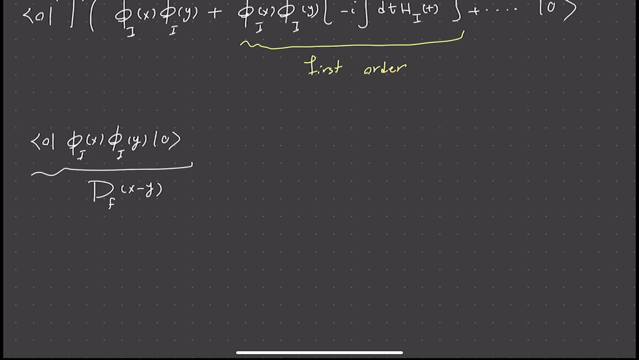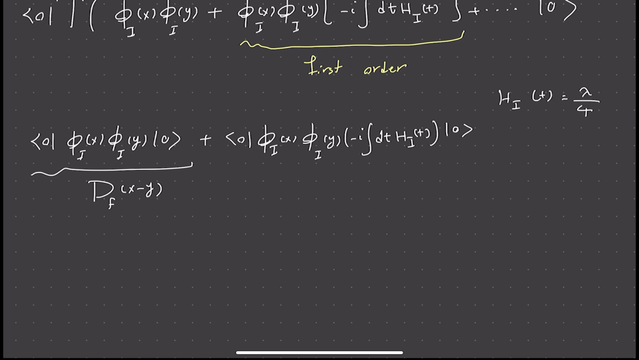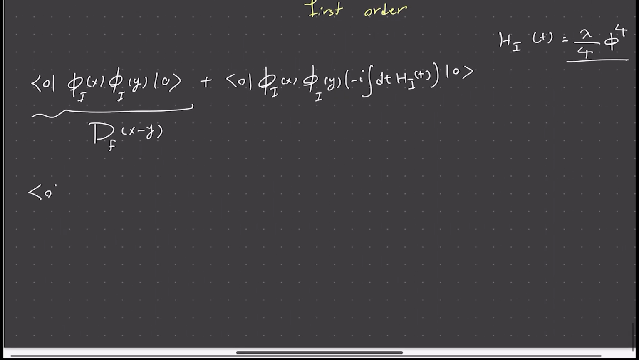The Feynman diagram propagator. The second term is going to be phi I of x, phi I of y. Okay, we're going to have this term. And we previously said that one very simple form of Hamiltonian for the scalar field is going to be lambda over 4 factorial phi 4. Okay, so we're going to have something like this.